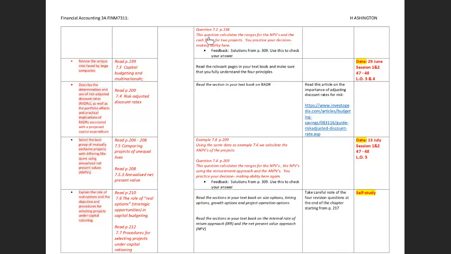So this question 7.2 is then a practice question. It calculates the ranges for our net present values and the cash flows for 2 projects. And why question 7.2 is important is because you get to practice your decision-making ability. In other words, they say which project should be selected and why. And remember, those are the kinds of questions that you must be able to answer in third-year assessments. Not just to do the calculations, but you must be able to explain your result.